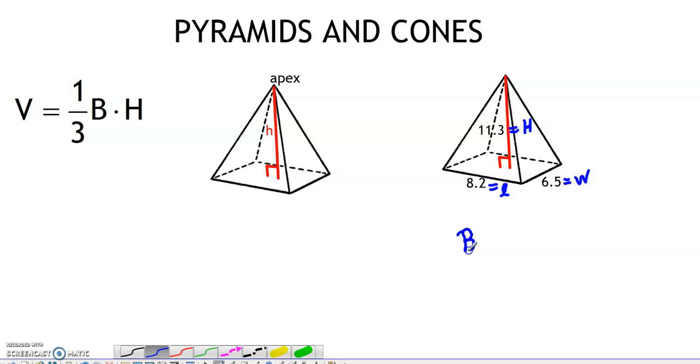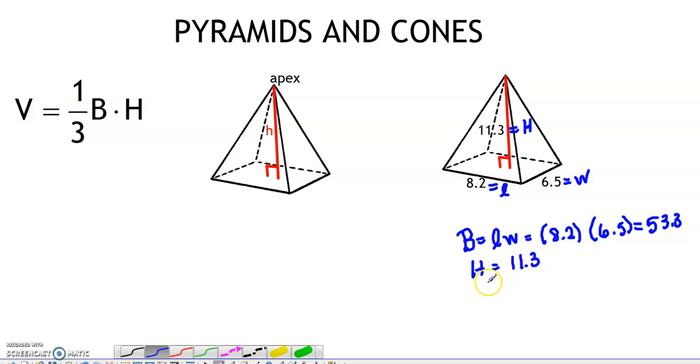B equals length times width equals 8.2 times 6.5 equals 53.3. H equals 11.3.